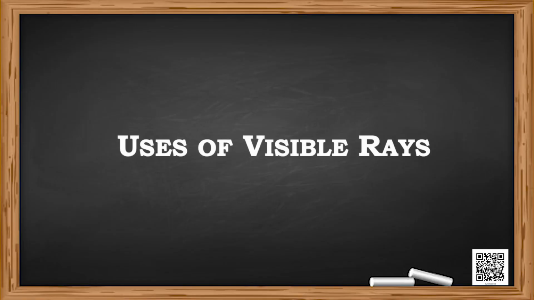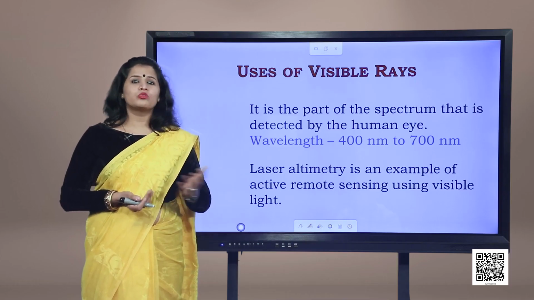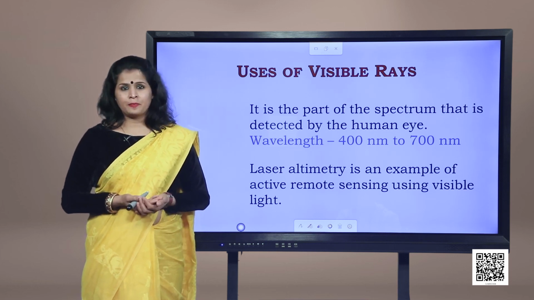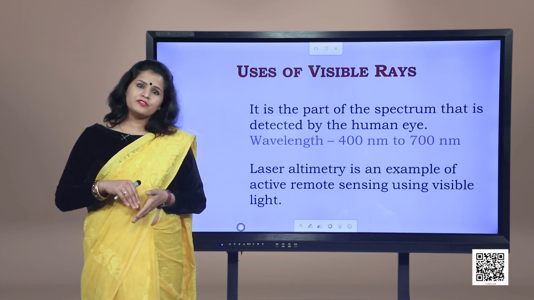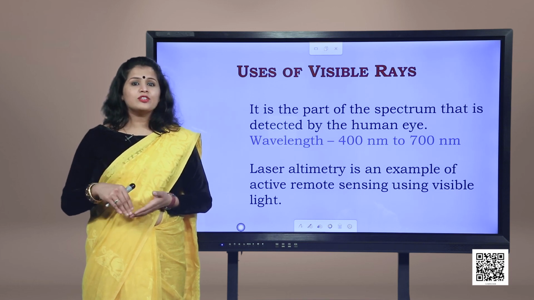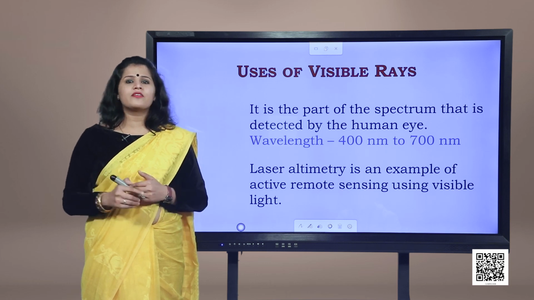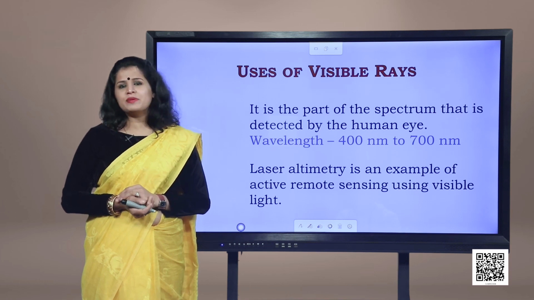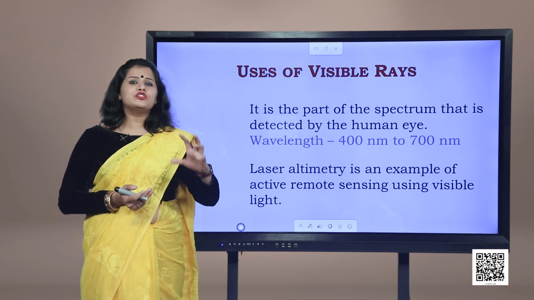Well, the uses of visible rays are very obvious. You can't see anything without these rays. If you can't see, you can't do many things. A few uses of visible rays are: it is the part of the spectrum that is detected by the human eye, and the wavelength of these rays lies between 400 nanometers to 700 nanometers. Do all the animals also have the same visible range? Well, different animals are sensitive to different ranges of wavelengths.